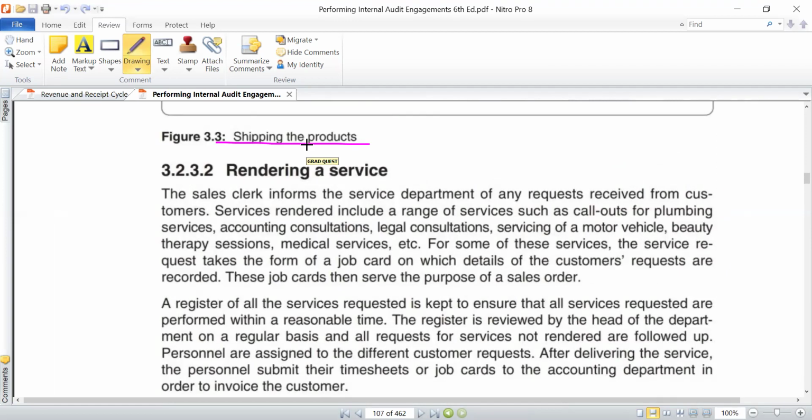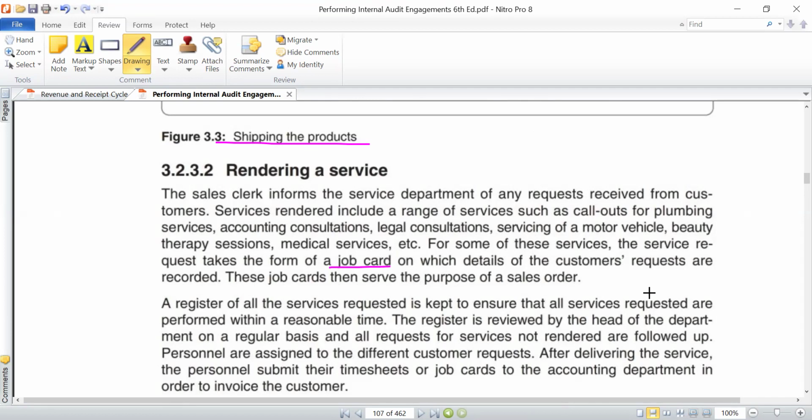But what about if we're dealing with a service? Okay. So if it's a service, how do we know that a service was offered to the customer? That's where the use of things like this come into the picture. Job cards.